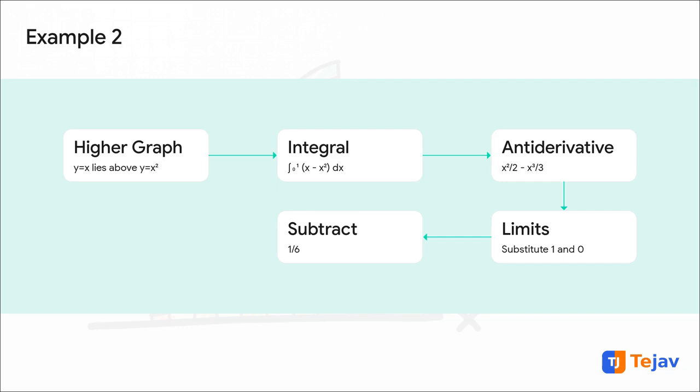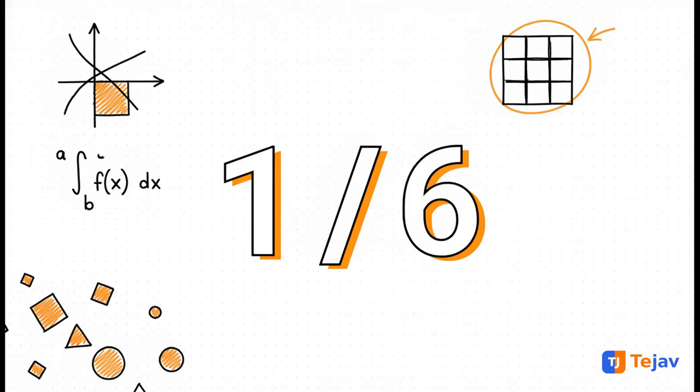Step 3, the antiderivative. That gives us x squared over 2 minus x cubed over 3. Step 4, substitute our limits 1 and 0. When we plug in 1, we get 1/2 minus 1/3. When we plug in 0, well, we just get 0. Step 5, subtract. And that leaves us with exactly 1/6 square units. It's a surprisingly tiny trapped region, right? But thanks to our rule, it's calculated flawlessly.